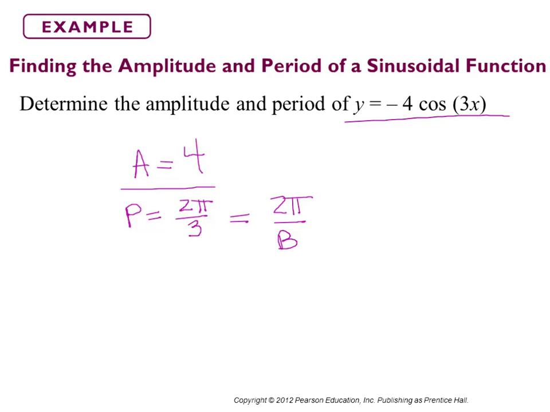Good. Thank you. So remember it's 2 pi over b, and the b is this 3 right here.